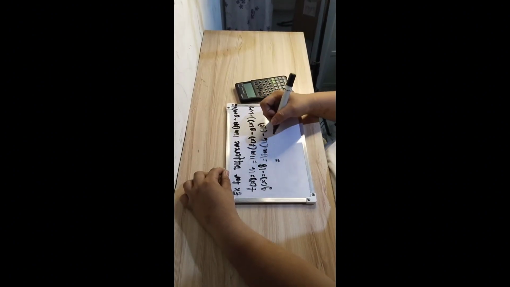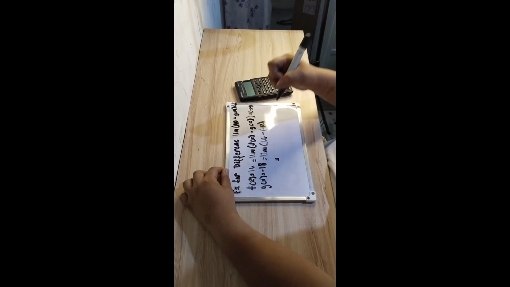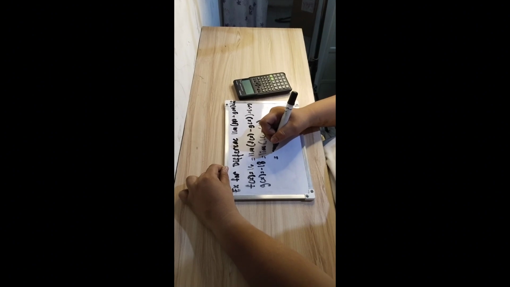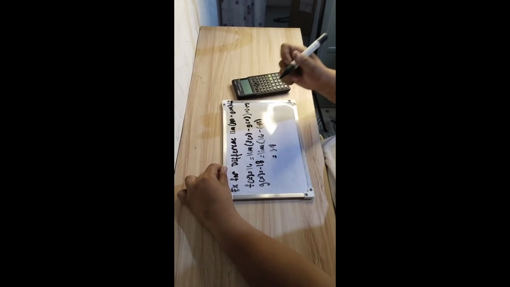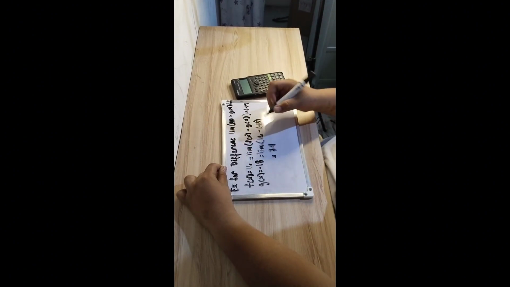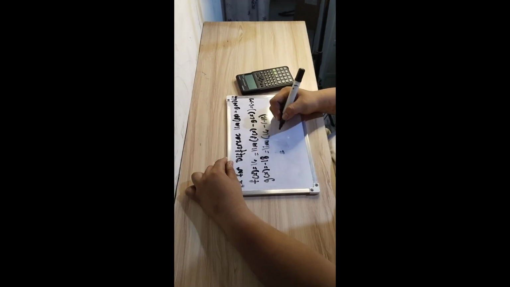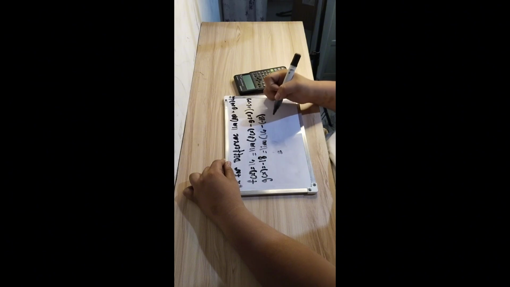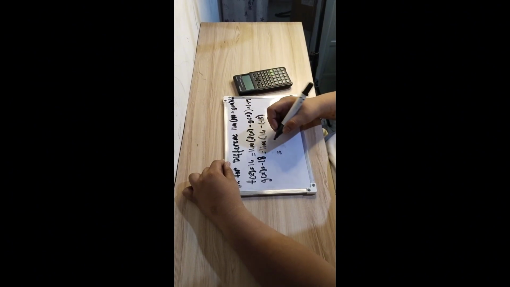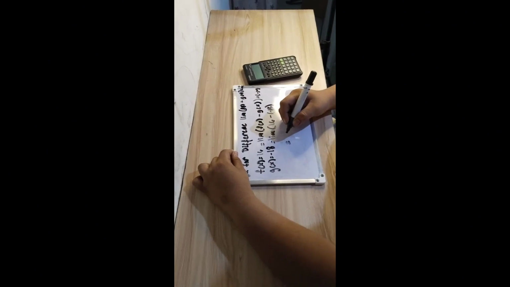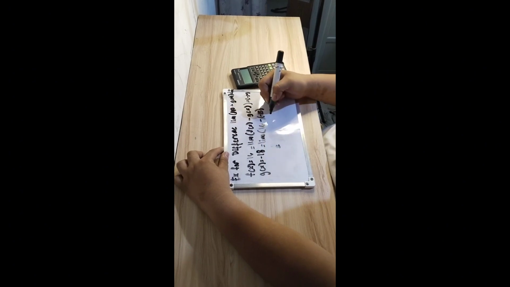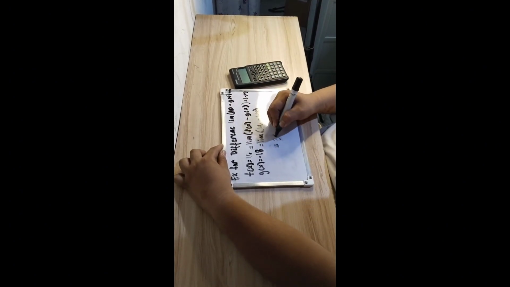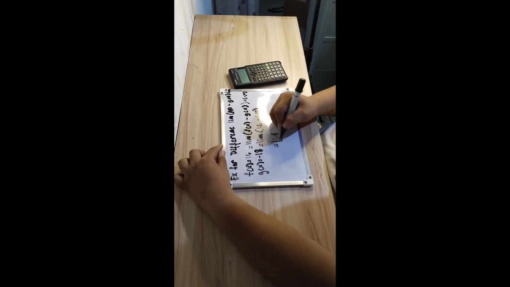Then, we will subtract 16 and negative 18. Our answer is 34. Here is our answer.